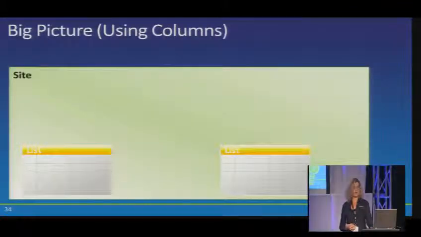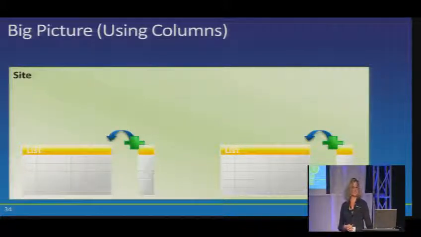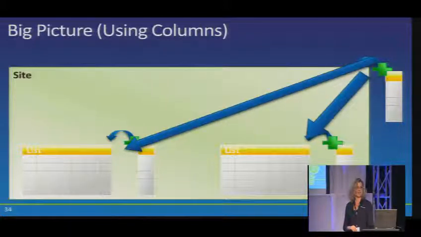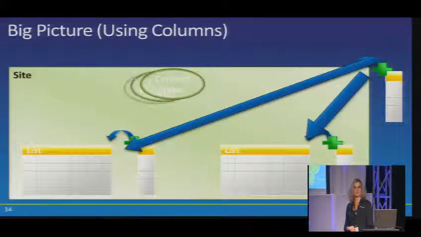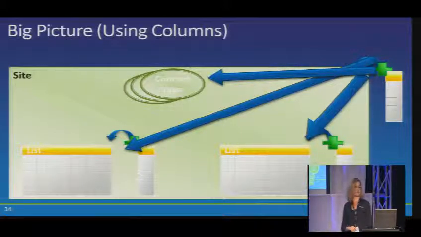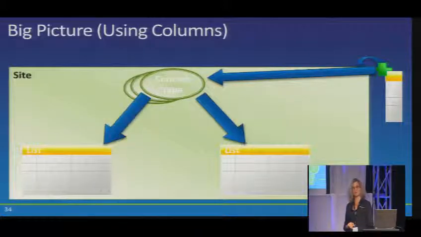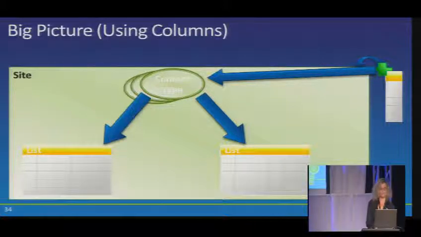So I do have a nice little diagram here, and I have to thank James for this one as well. We have a list, and we have a column that we add to one list. We go ahead and add it to another one, and then we decide we'll add it at site level, hence our site column. We can then add that site column to the individual lists, or we can introduce the concept of content types. With content types, we add the site column into the one content type, and we use those across multiple lists. So quite a nice, easy way of describing it.